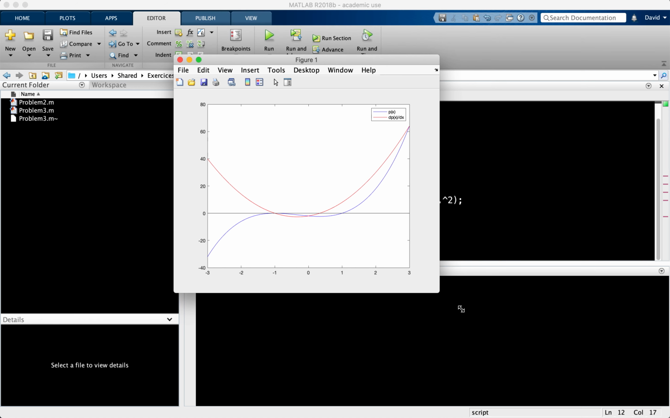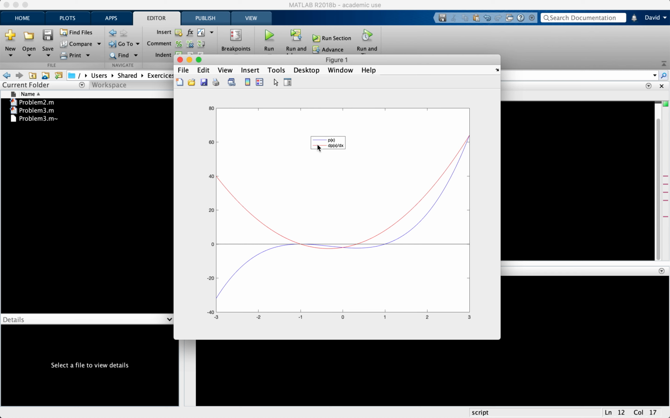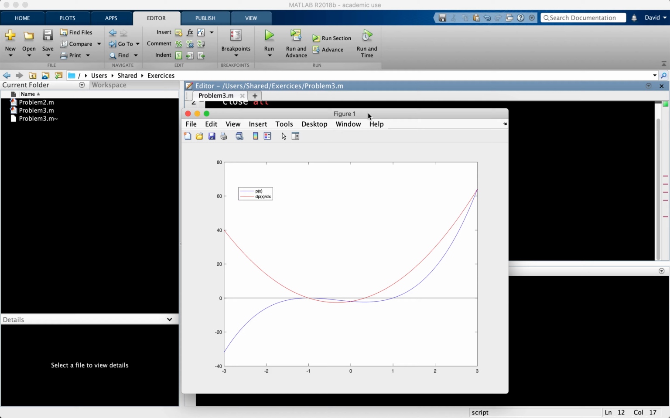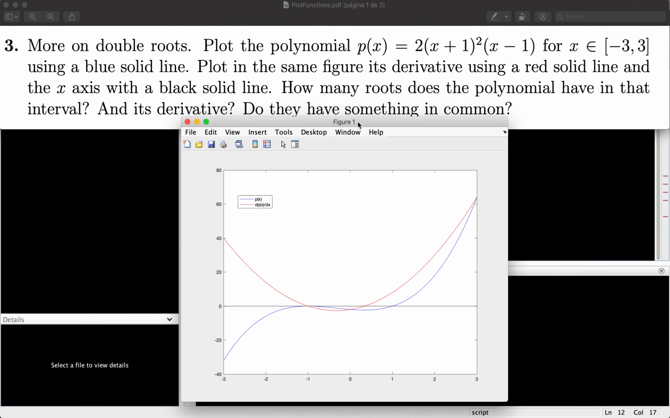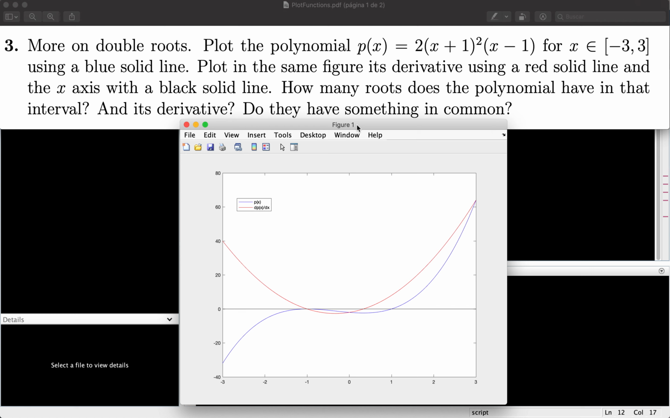And this is what we have. The function p here in blue, the derivative of the function p in red, and the x-axis. So let's go to the statement and let's answer the 3 questions.